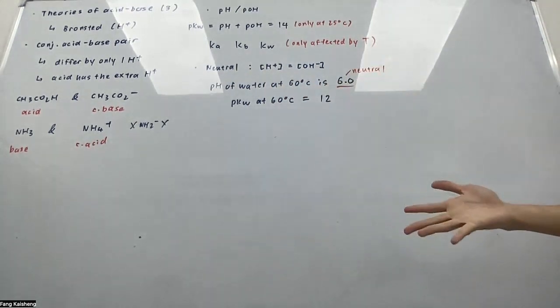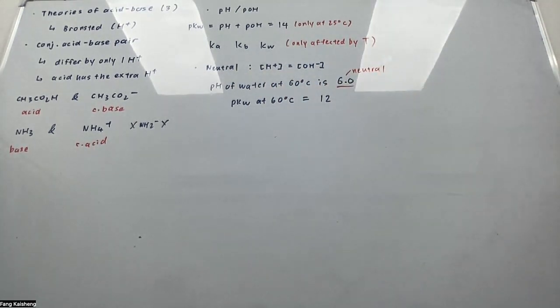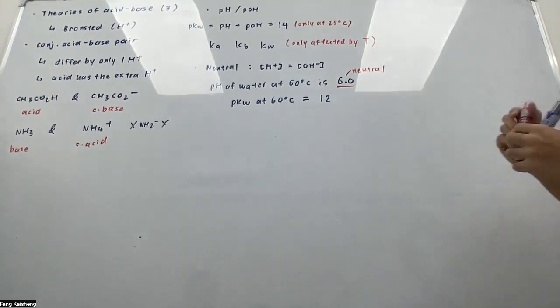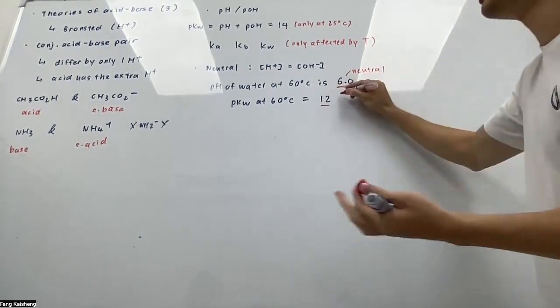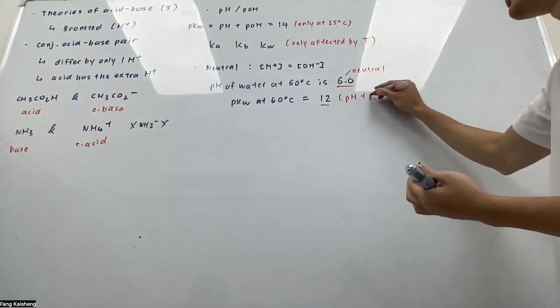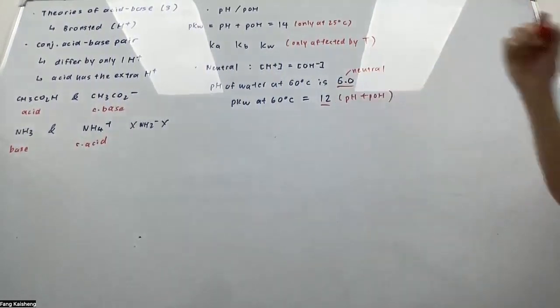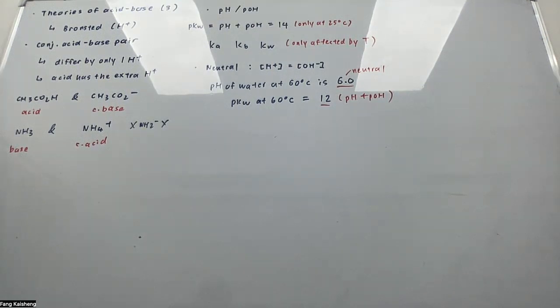You all need to know all this anyway. Don't be too impressed by yourself, you must already know this. If you can't remember, go and note down that pH plus pOH must be the same, so it gives you 12. All good so far.